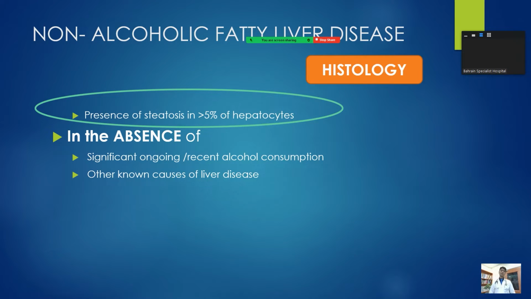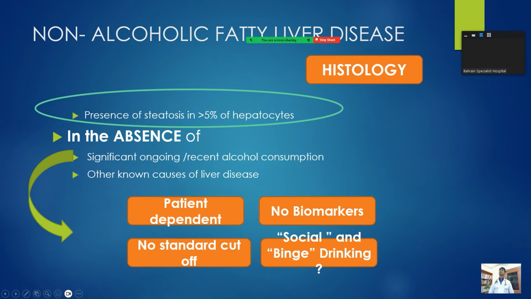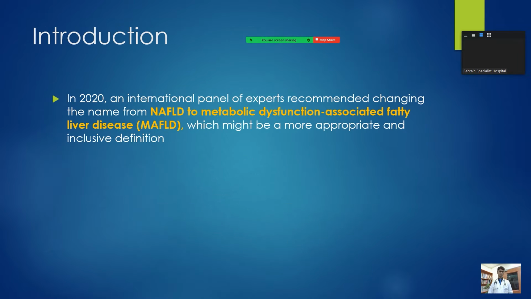The second important point is the absence of alcohol use or any other liver diseases. But how do we depend on it? It depends on the patient factors, like whether the patient is truly telling you that he's taking one drink, two drinks, or 10 drinks a day. There are no specific biomarkers, no specific cutoffs, and no differentiation between social or binge drinking. One person is taking one drink, another person is taking 7, 8 drinks a day. So there are basically no clear cutoffs.